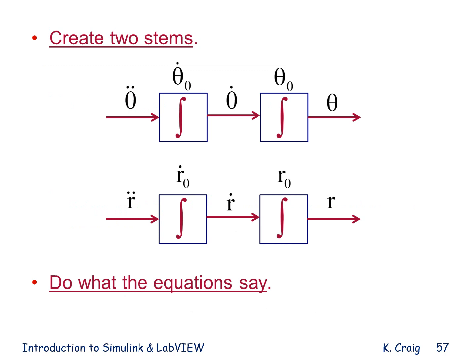Step 2, create two stems. The first stem will integrate theta double dot to give me theta dot with an initial condition on theta dot. Then I will integrate theta dot to get theta with an initial condition on theta. The second stem consists of an integration of r double dot to get r dot with an initial condition on r dot, and a second integration of r dot to get r with an initial condition on r.